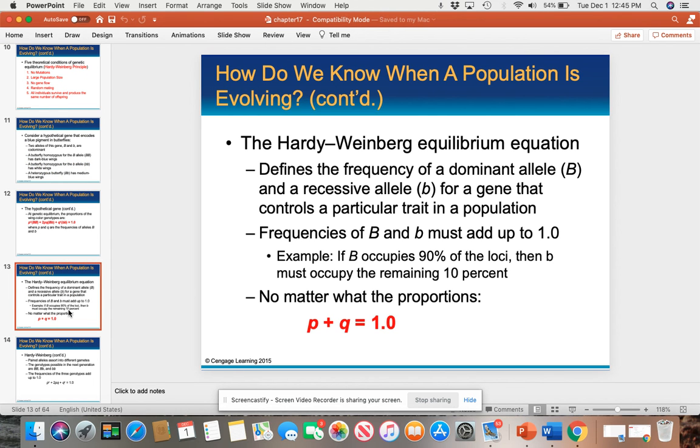You can also use an equation looking at allele frequency as p plus q equals 1, where of course p again is dominant and q is recessive for allele frequency.